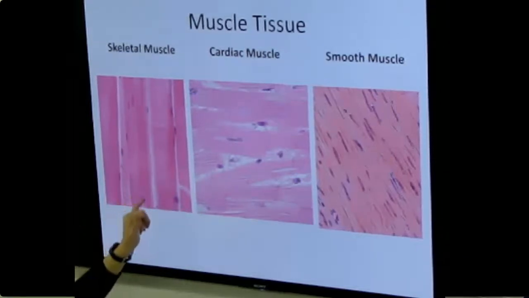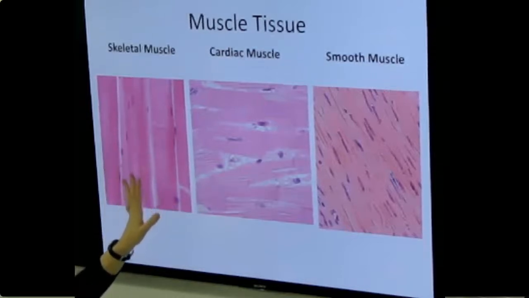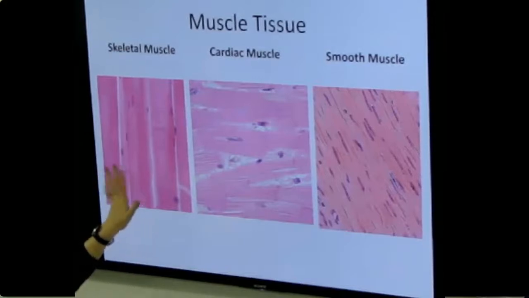We'll see these stripes, known as striations, and we're going to get into the business of the striations in unit 2 when we talk about muscle physiology. So skeletal muscle cells are long logs that are usually aligned together.